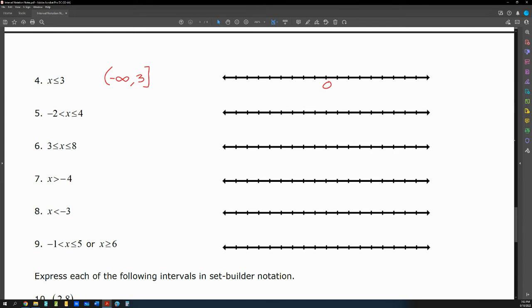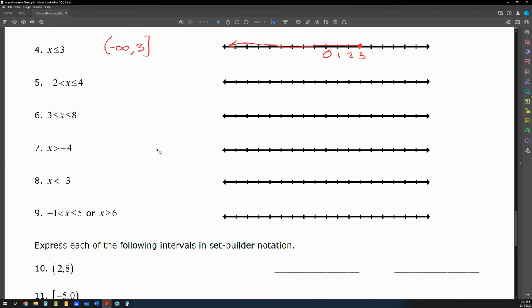I'm going to graph this by putting 0 in the center, and I'm going to count up 1, 2, 3. I want everything to the left-hand side of that, and including 3. So we have a closed circle on 3, and shading to the left. I'll do one more, and then you can try a few on your own.